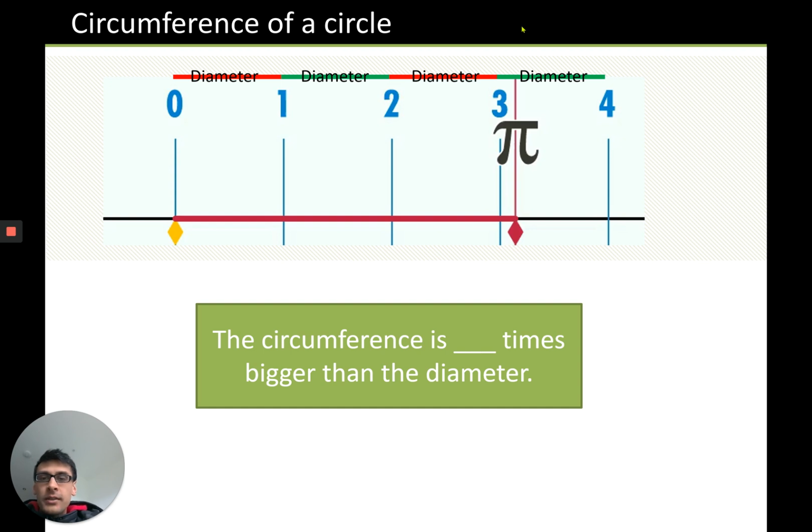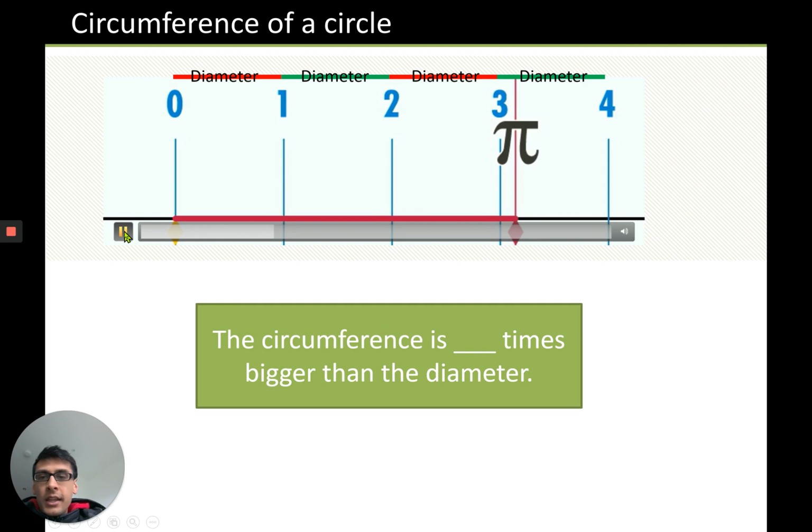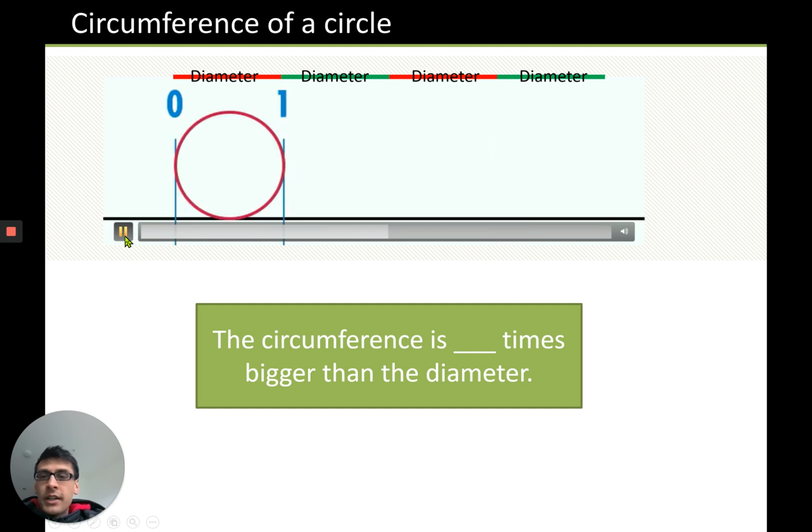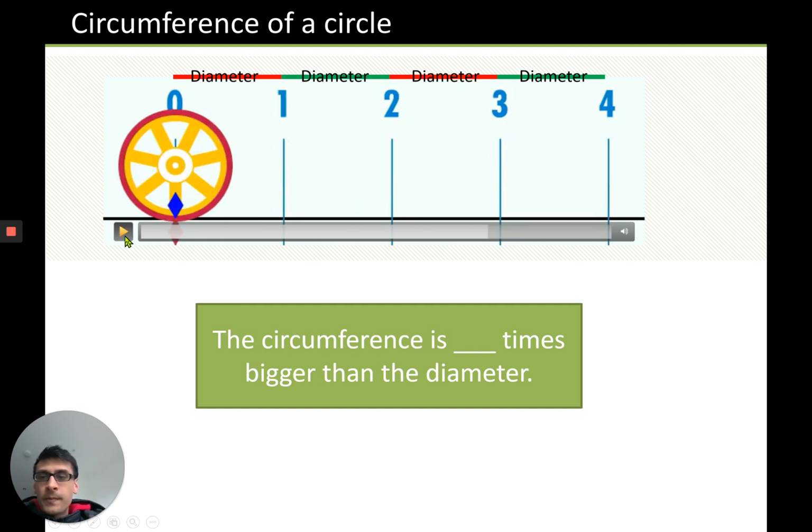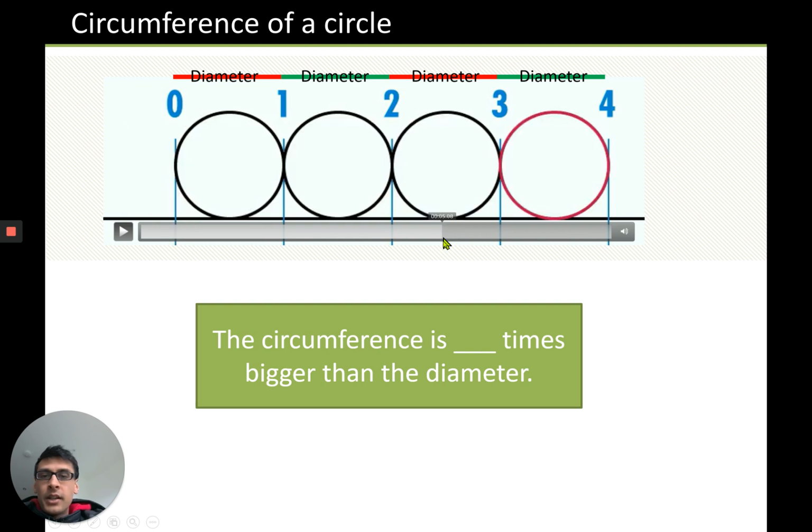So just a nice quick animation on what a circumference is and how it's related to the diameter. What you have here is an animation which has 4 circles lined up beside each other, and you can see that the distance from 0 to 1 represents the diameter. So you can see the red line and the green line each represent the diameter, and all the circles are the same.